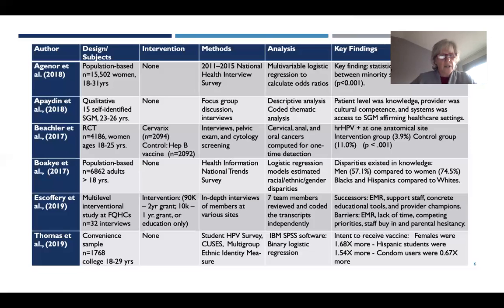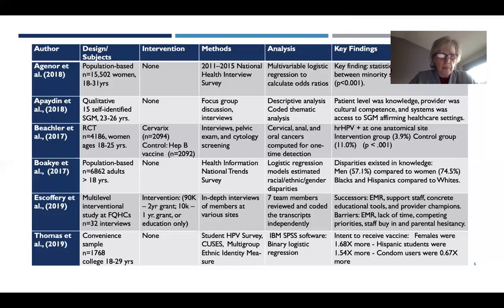So the next to last study is the Escoffery et al. in 2019. And this was a multi-level interventional study. It's actually a mixed methods where they were looking at adolescent uptake of HPV vaccination, but they were focusing on federally qualified health centers. And what they did was they offered 3 different types of intervention, and one was $90,000, the second was $10,000, and the third was education only.